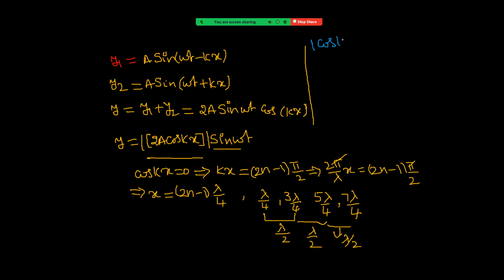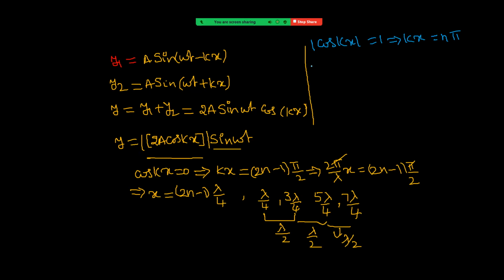Modulus of cos kx equal to 1, the maximum value. That implies kx should be 0, pi, 2 pi, 3 pi, 4 pi, and so on. So it is now n pi, right? Because we are taking mod kx.